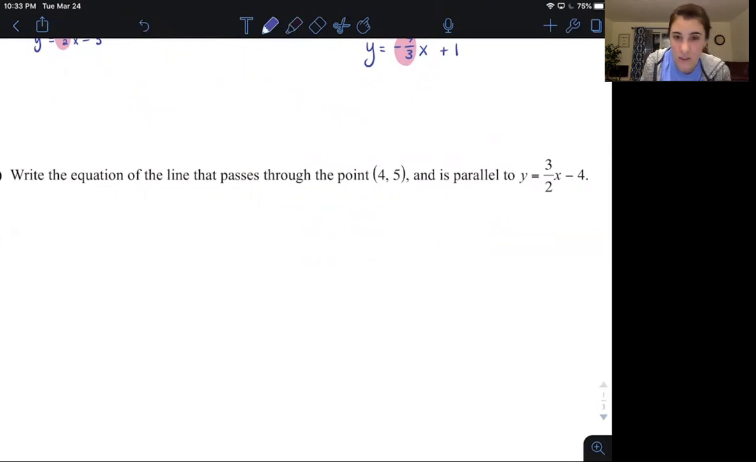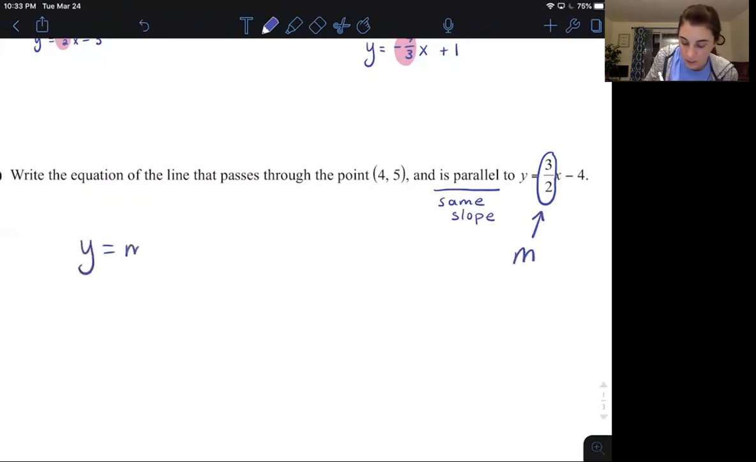So we're going to treat this similar to other problems we've done, but what we're going to do first is underline the fact that this says parallel. That tells me I need to keep the same slope. So when I look at the equation that they gave me, I can see that the slope is this number, 3 over 2. So that is what I'm going to use for the m in y equals mx plus b.